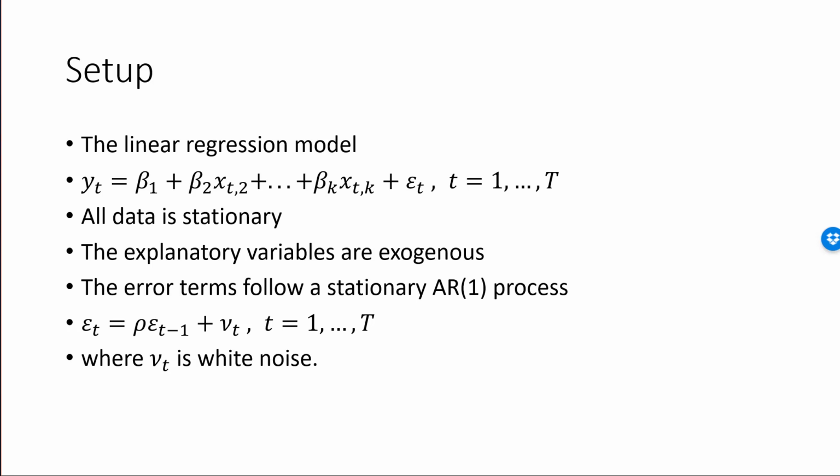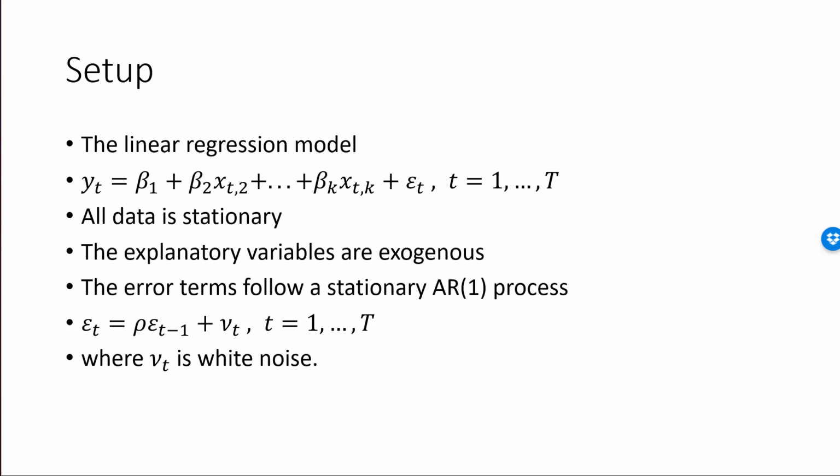Now, I also want to point out that this AR1 process is different from what we've seen before because everything in that process is unobserved. We don't observe epsilon t, we don't observe epsilon t minus 1, rho is an unknown parameter, and nu t is an unknown random variable. But as we will see in a second, even so, this specification turns out to be very useful.